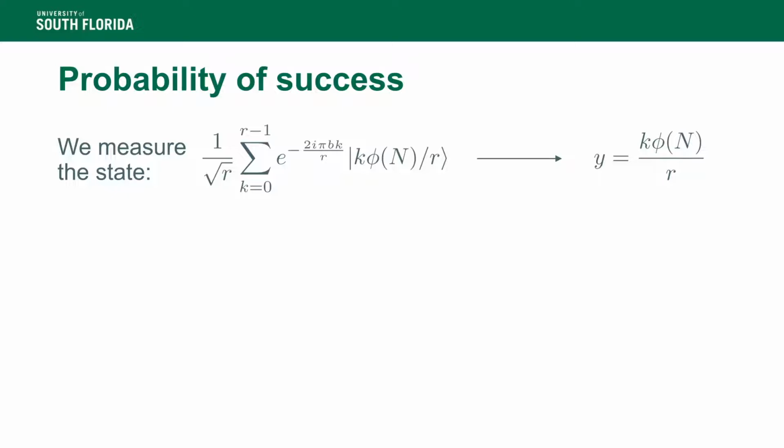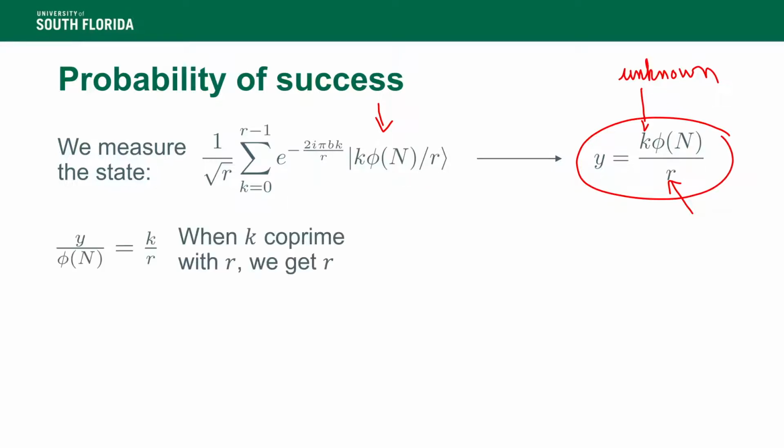Now, what does this mean? We measure our state, which has the following shape. We know for sure that we will get a y of this form. But does this mean that we get r? Remember, r is our goal here. The number k that we get is unknown, okay? So if it's unknown, you can't simply simplify by k in order to learn r from y equals k phi of n over r. So what you hope is that y over phi of n equals k divided by r.